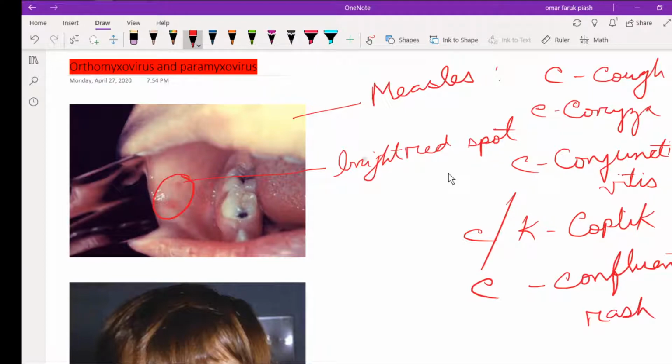And the other one is you can get a cell called Warthin-Finkeldey giant cell. You can get these giant cells.